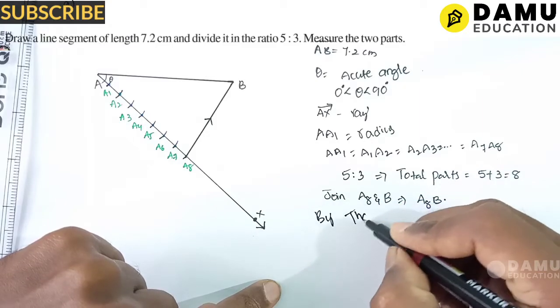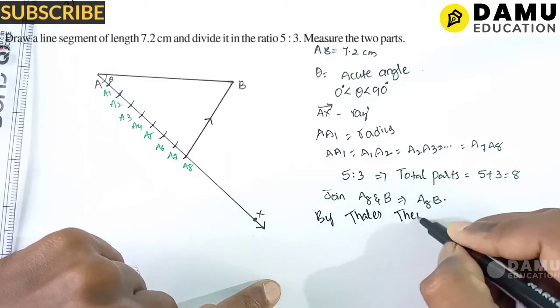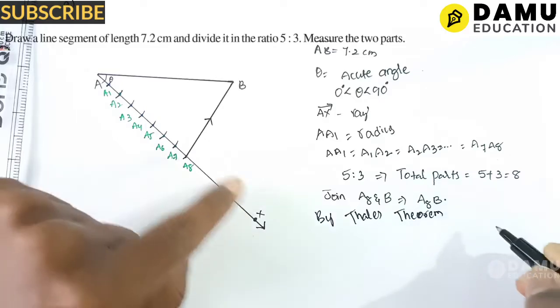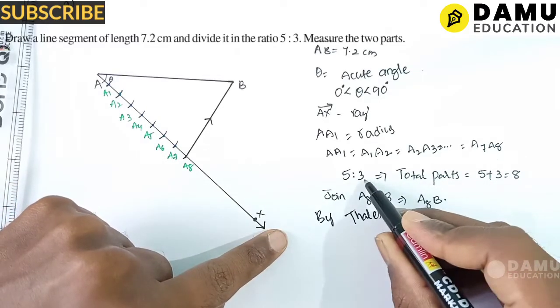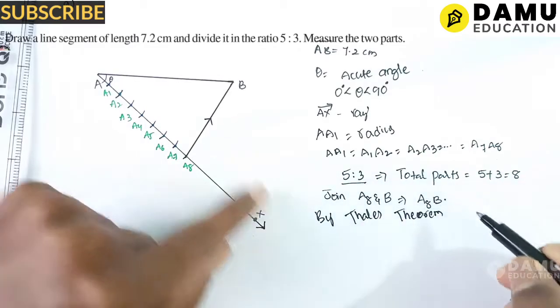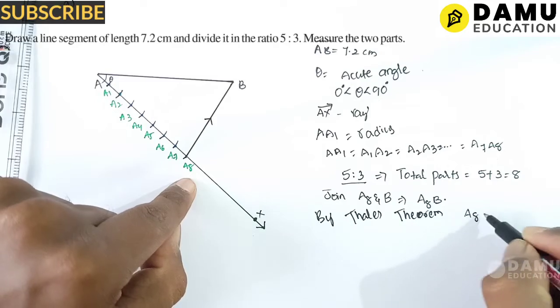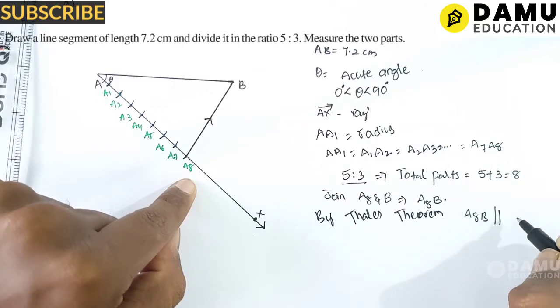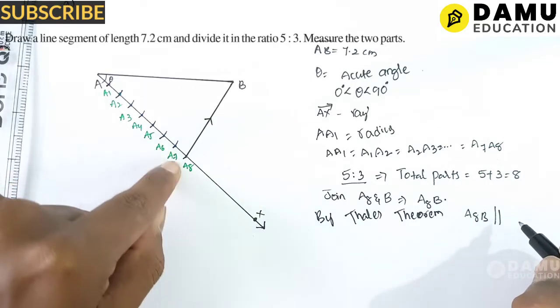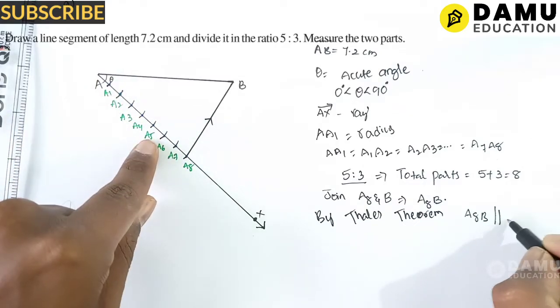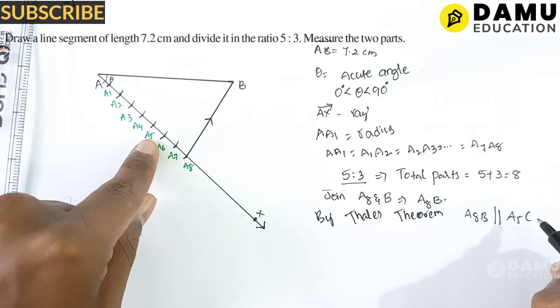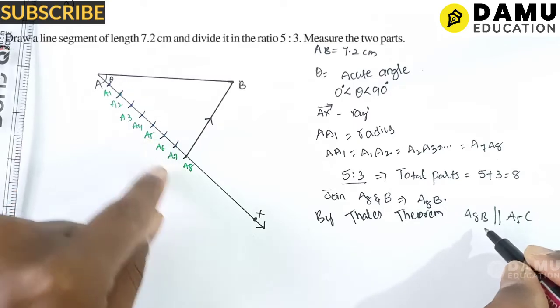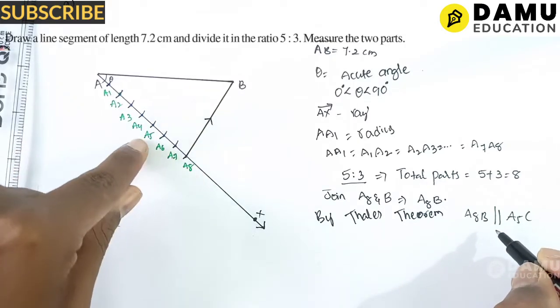By Thales theorem, the ratio is 5 is to 3. For that, A8B is parallel to, let's take it, A5C. So A8B is parallel to A5C. Why? Because here it is 5 is to 3.